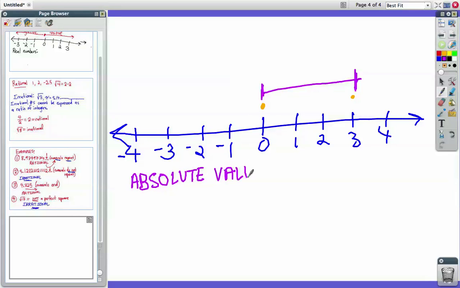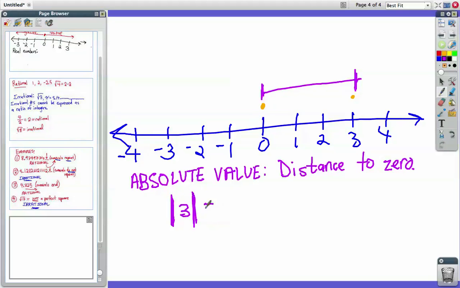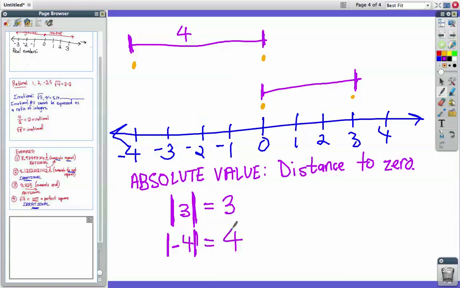Absolute value is the distance to 0. So for instance, the way you write it is you make two little lines like this, and so we know the absolute value of 3 is 3. Where it gets complicated, however, is let's say we're at -4. So we have the distance from 0 to -4. If we were to measure from 0 to -4, we can't have a negative distance, and so the answer is 4. So for instance, the absolute value of -4 is 4. Okay? So it's always the distance to 0.